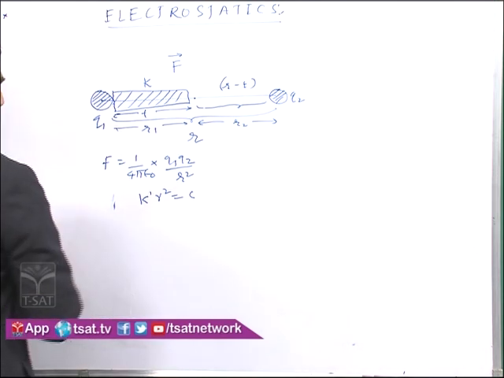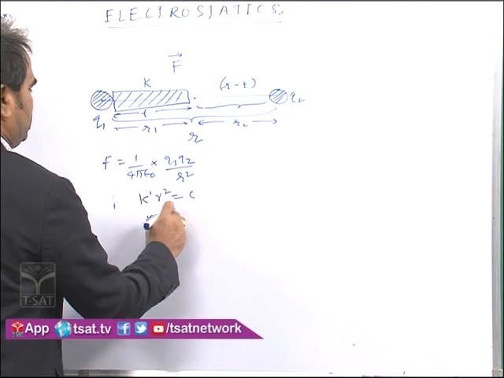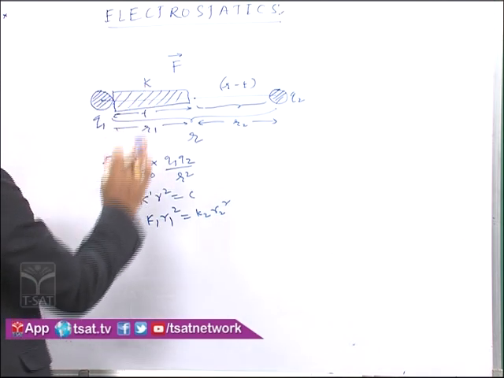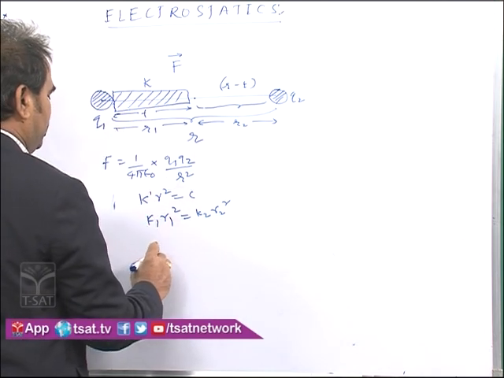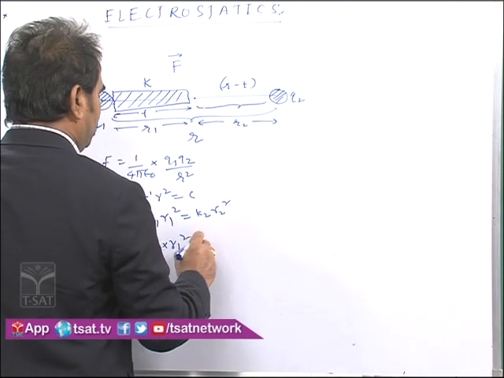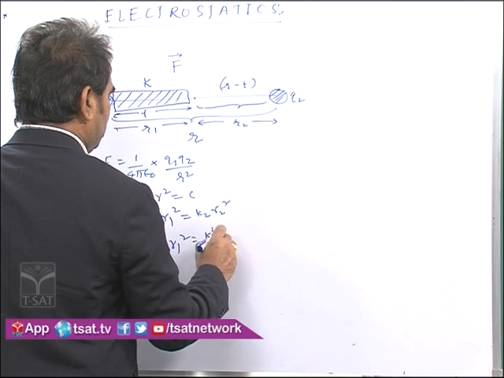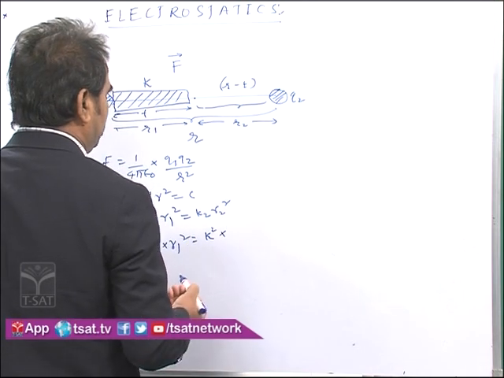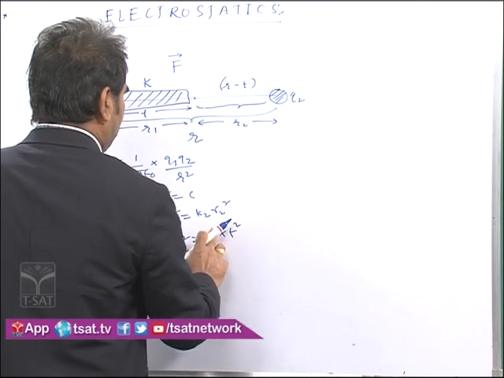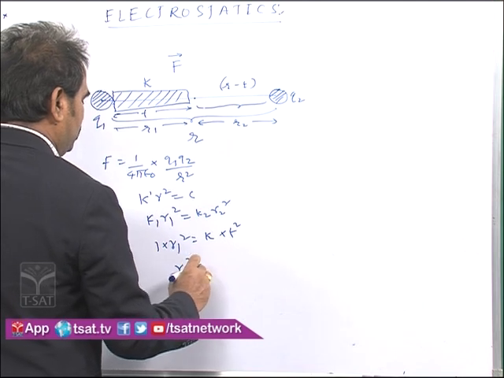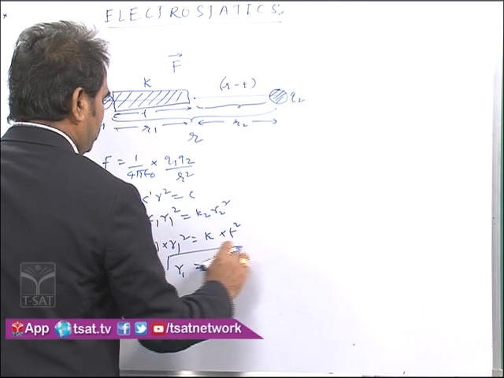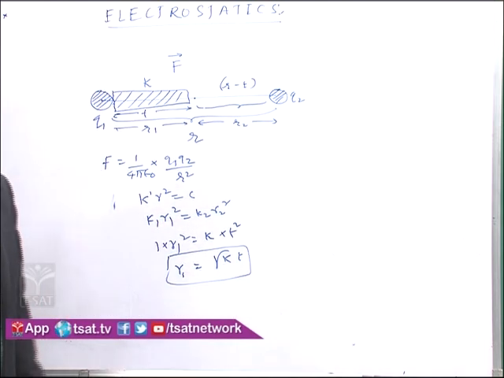From this, K R square is constant, so K1 R1 square is equal to K2 R2 square. K1 is the dielectric constant before placing, so K1 into R1 square is equal to K2 into R2 square, which is K into T square. Therefore, R1 square is equal to K into T square, so R1 is equal to root K into T. This is the distance after placing.